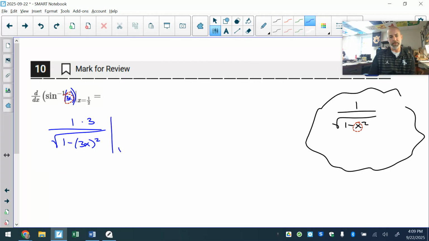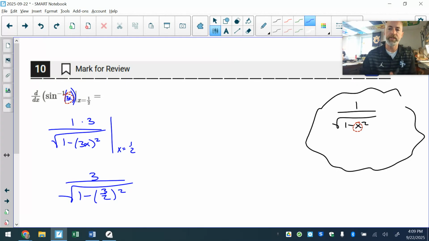Then we would plug in x equals 1/2, which would end up being 3 over the square root of 1 minus, and 3 times 1/2 is 3/2 squared. And so there's an application of the chain rule with your inverse trig derivatives, and you do need to know those inverse trig derivatives. So you can just Google them, or if you go to my calendar, I did link it there.